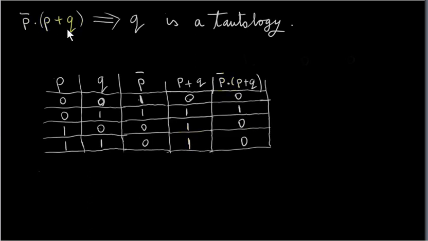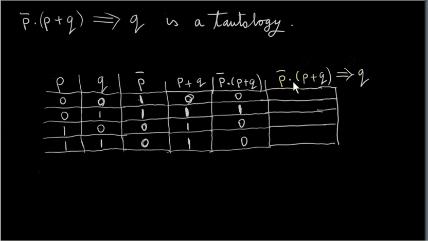Now let's look at the left-hand side of this implication. That is p bar dot (p plus q). P bar and p plus q is true only when both p bar and p plus q are true. So that happens here. P bar is 1 here and p or q is 1 here. So p bar dot (p plus q) is 1. And it's 0 for the other values because we have the zeros appearing here, here, here, and here.